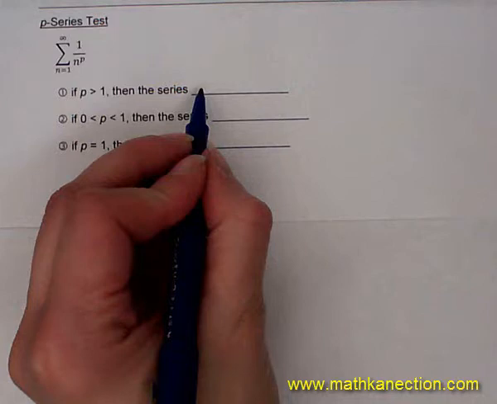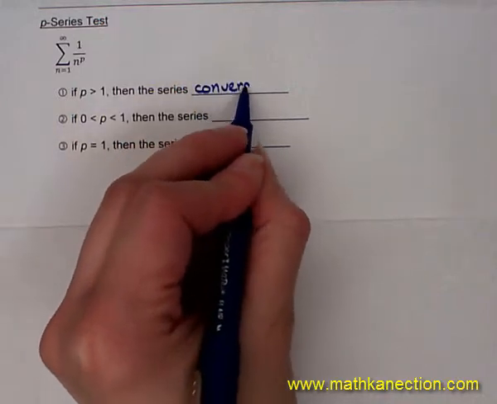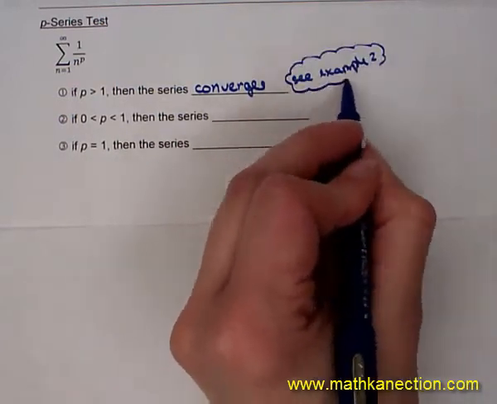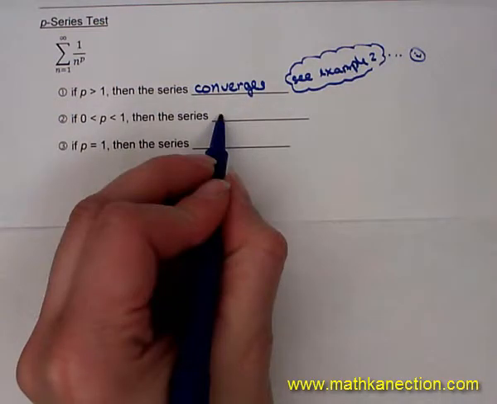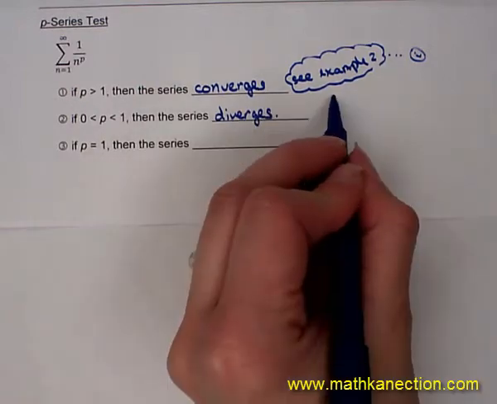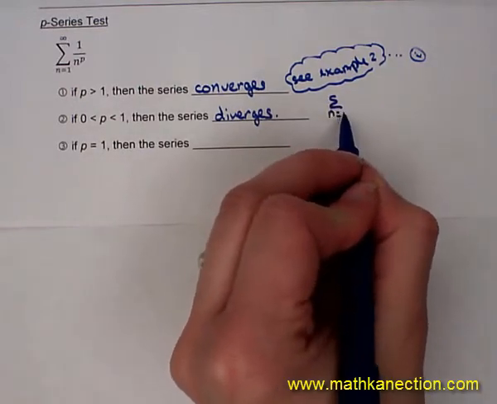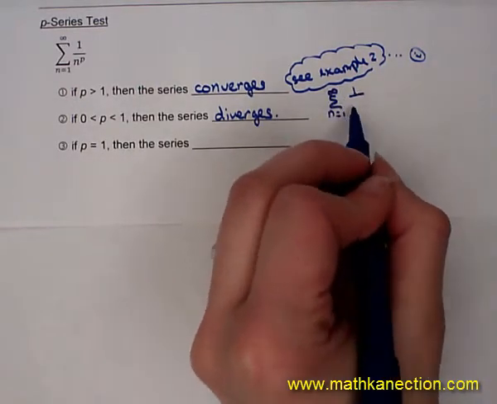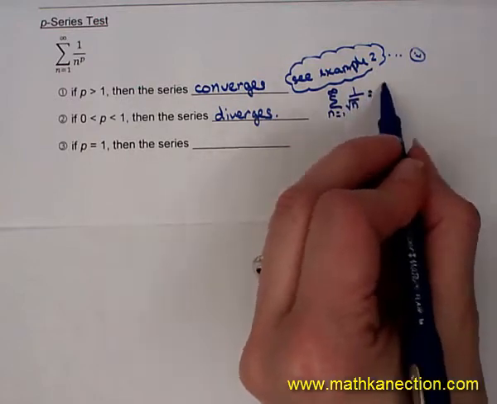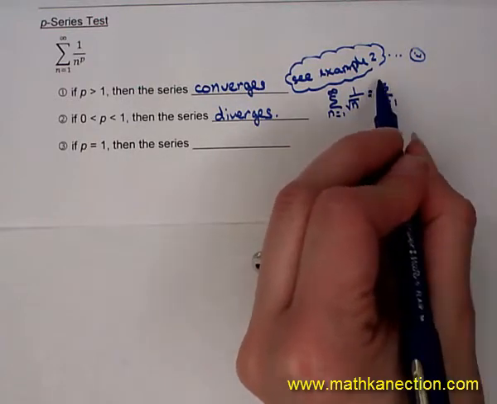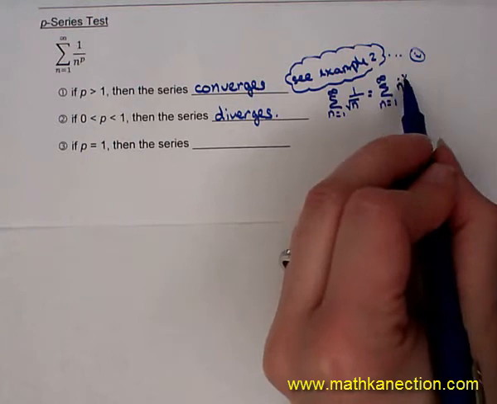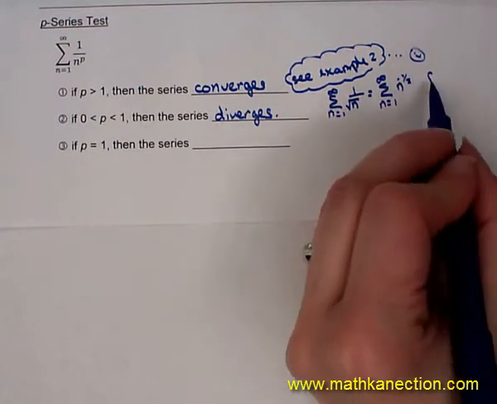So the next test is the p-series test. So if you have a series that's 1 over n to the p and p is greater than 1, then the series converges. You can see the previous example number 2 of how that works. Then if p is between 0 and 1, then the series diverges. So we look at a series from n is equal to 1 to infinity of 1 over the square root of n. That's the series of n to the negative 1/2.